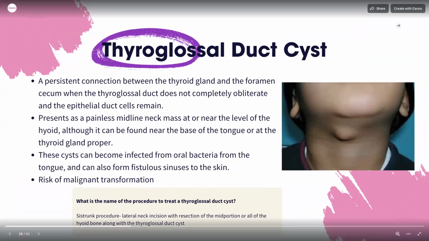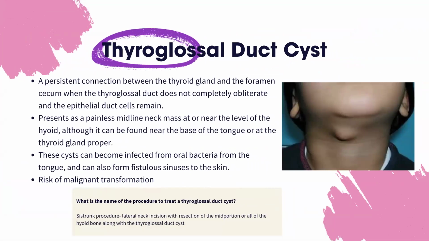For your thyroglossal duct cyst, this presents as a painless midline neck mass near the level of the hyoid. These can become infected. They can also form fistulous sinuses to the skin. There is a risk of malignant transformation. So you treat these with the Sistrunk procedure, which means that you remove the mid portion or all of the hyoid along with the thyroglossal duct cyst. And you want to always resect these if found because of that risk of malignant transformation.